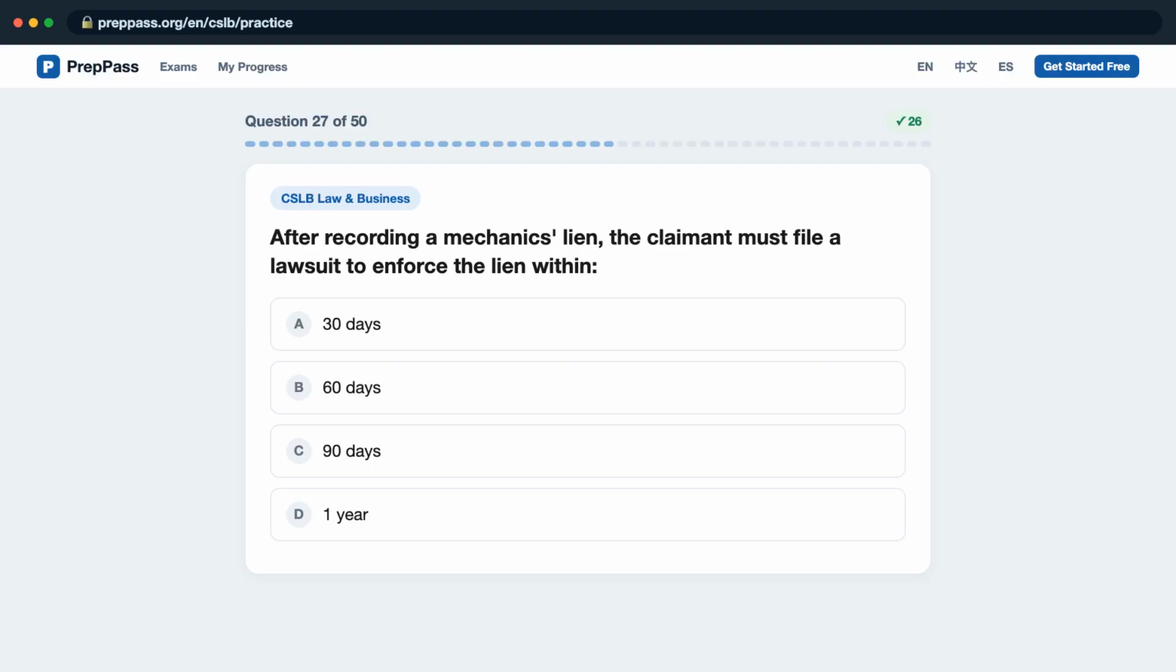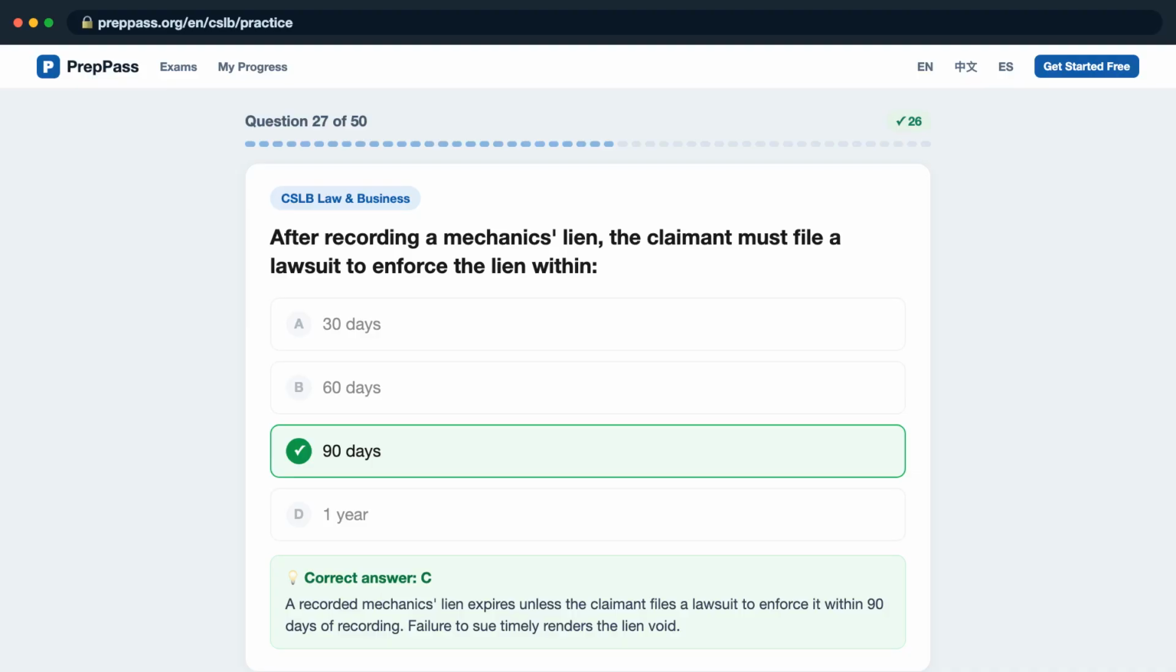Question 27. After recording a mechanic's lien, the claimant must file a lawsuit to enforce the lien within, is it A. 30 days? B. 60 days? C. 90 days? D. 1 year? The correct answer is C. A recorded mechanic's lien expires unless the claimant files a lawsuit to enforce it within 90 days of recording. Failure to sue timely renders the lien void.